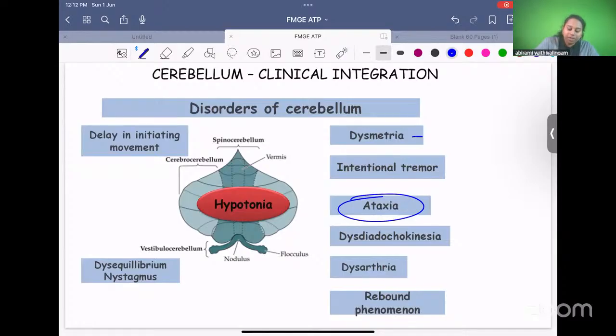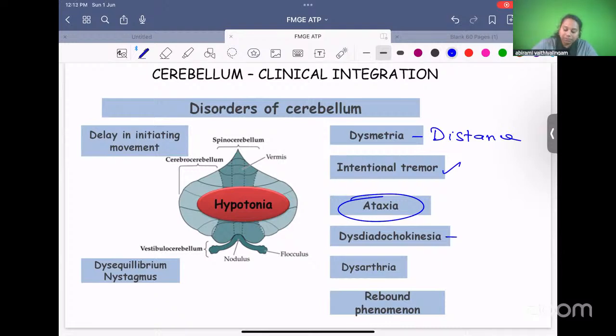Dysmetria. Incoordination of distance is called dysmetria. Not able to measure distance. So you ask the patient to pick up the bottle, the hands will go forward. That's called past pointing. He can't measure the distance. He'll go forward, come back, go forward, come back. This results in a tremor. This is called intentional tremor.